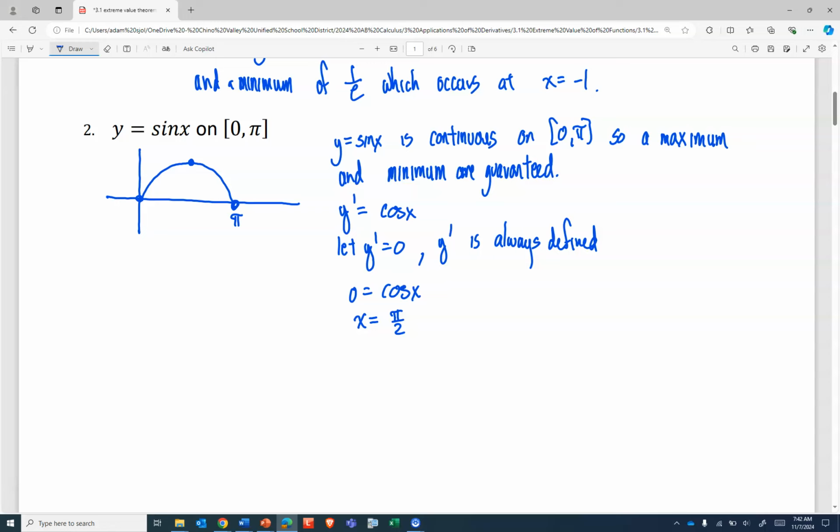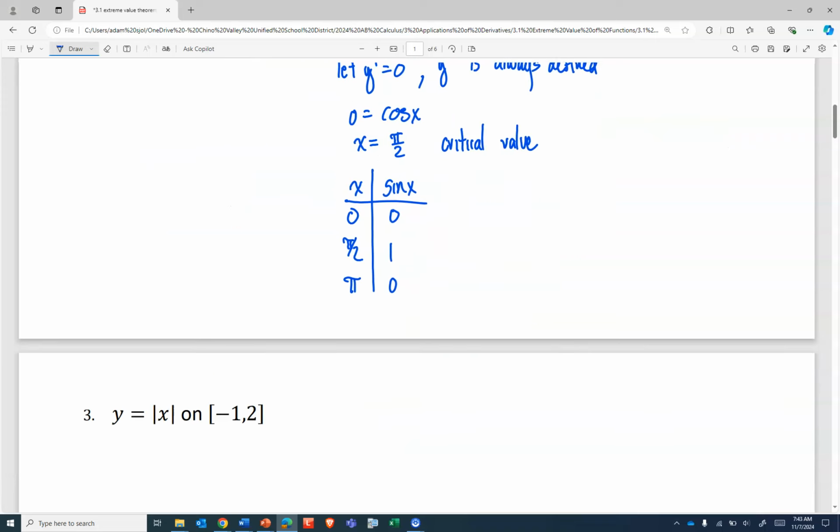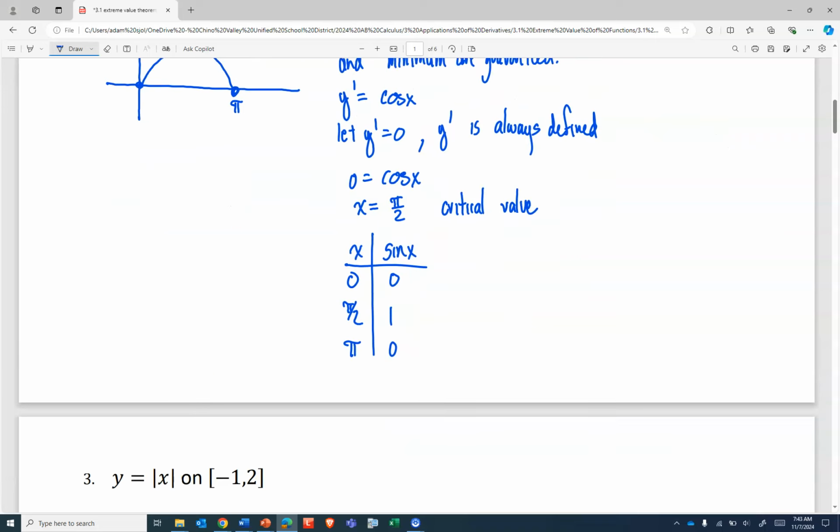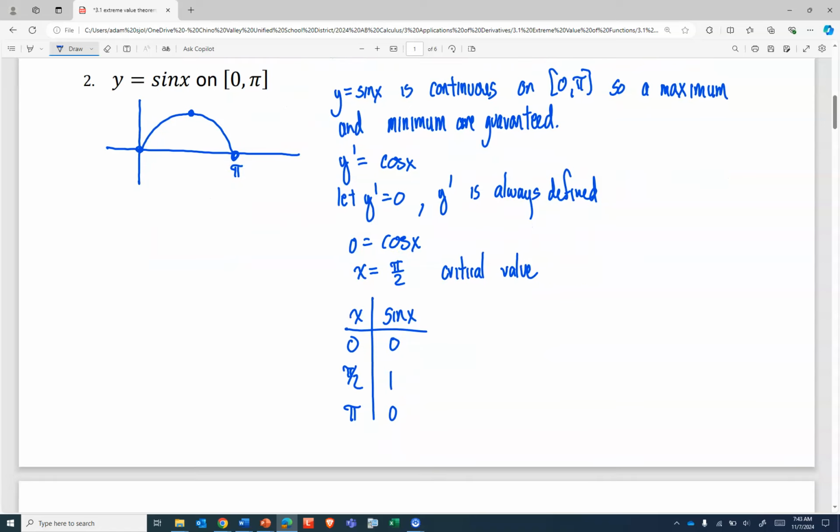So we need a table of values. So that's going to be the endpoints, 0 and pi, as well as the critical value, pi halves. And we're supposed to label, so we'll say critical value. Okay, and we're putting these into sine of x. Sine of 0 is 0, sine of pi is 0, and sine of pi halves is 1. Oh, I kind of ran out of room. Should have planned better.